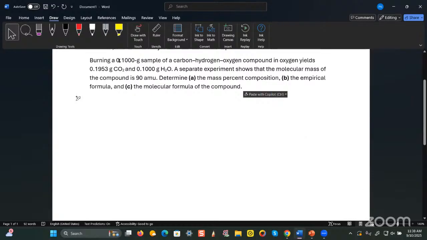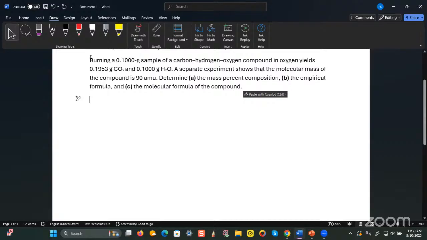It says you're burning a 0.1000 gram sample of a compound which contains carbon, hydrogen, and oxygen, and it gives you the amount of carbon dioxide and water that is produced. Then it says a separate experiment shows that the molecular mass of the compound is 90 AMU. So you're to determine a couple of things: A, the mass percent of the compound; B, the empirical formula; and C, the molecular formula of the compound. Now, I'm going to do the A part first.